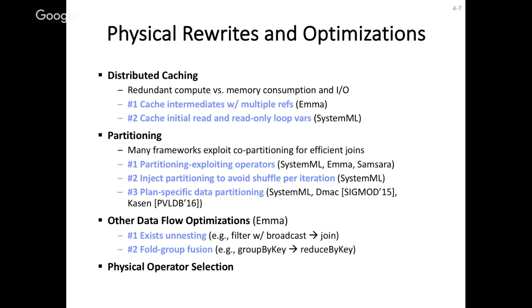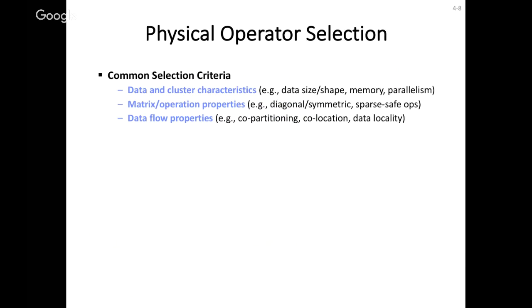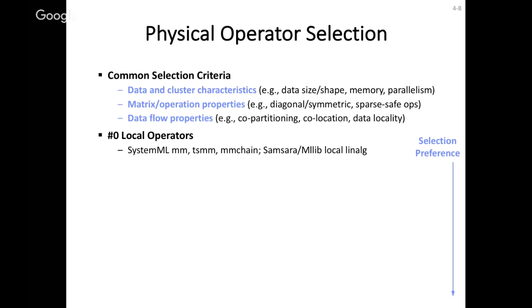And finally, a very high impact have, of course, the selection of physical operators. Let's look a little more in detail into those physical operators. Usually they try to exploit data and cluster characteristics. They try to incorporate data flow properties as well as the individual specific patterns of certain operations. Typically, we see a certain selection preference there. Whenever your matrix multiplies fit into local memory, then you usually apply local linear algebra at your driver in order to avoid the distribution overhead, latency, and partial aggregates.